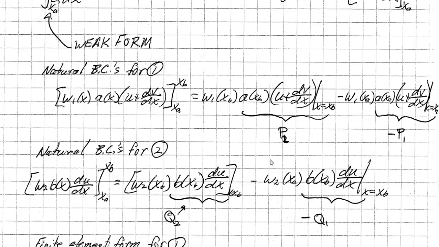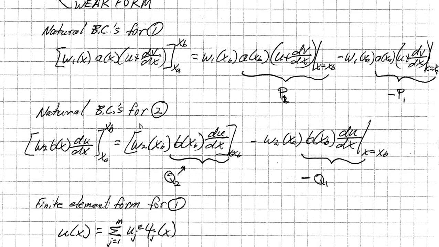Comment on natural boundary conditions for the first equation. So we have this at the endpoints. We can expand this out, and we have these two values at the endpoints. So I'm going to call this P2. I'm going to call this minus P1. We'll get into these differences in sign notation later. This is purely a convention I'm going to use. It'll make sense later, so bear with me.